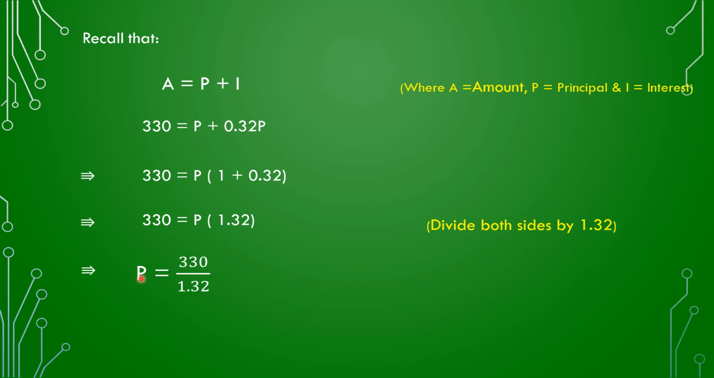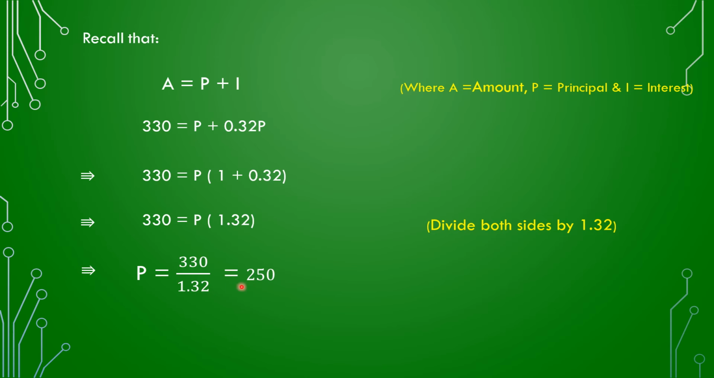This simply means that P is equal to 330 over 1.32. How? If you divide here by 1.32, you have 330 over 1.32. If you divide here by 1.32, 1.32 will cancel out 1.32, so you have P here. So this is just how the equation is expressed.